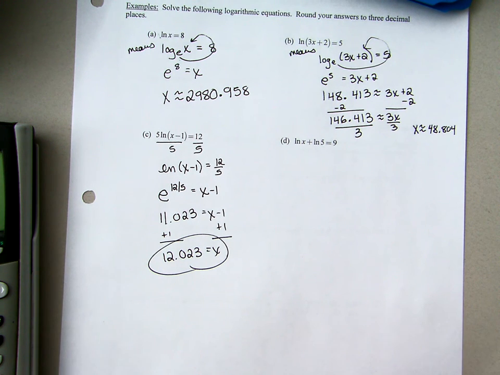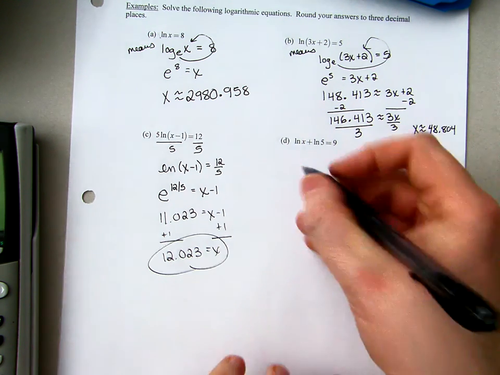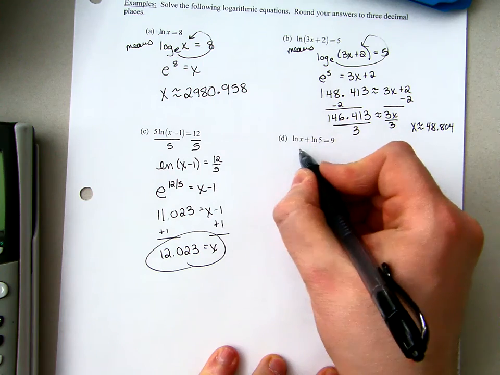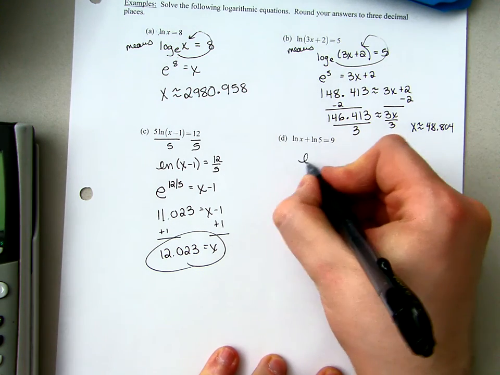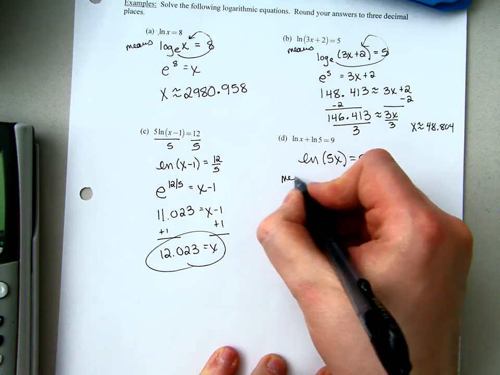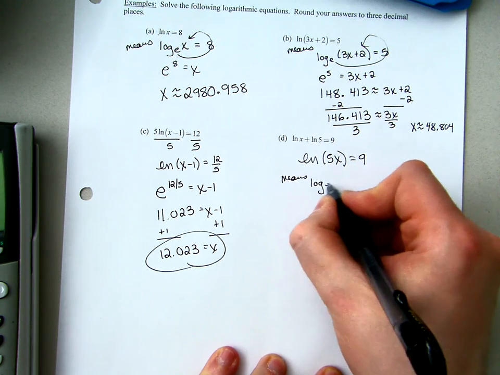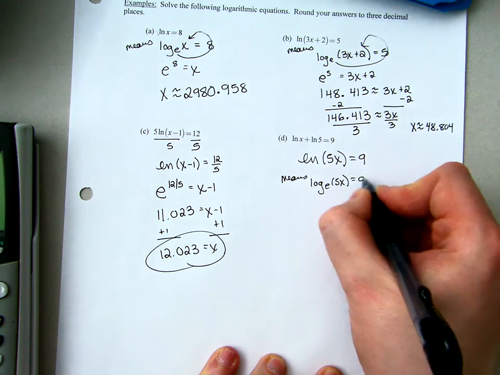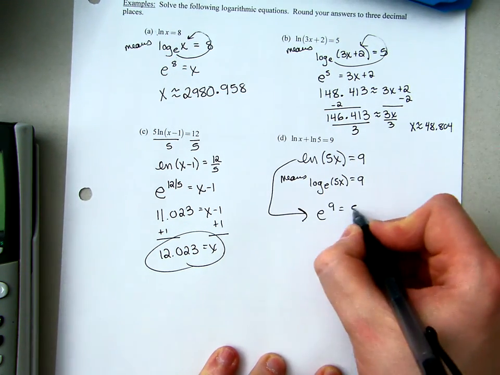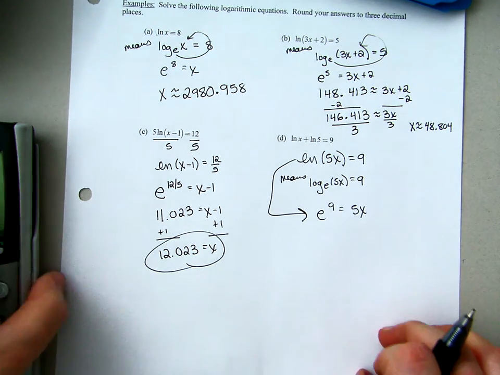Who can raise their hand and tell me the trick in letter D? How do we deal with the two logs? Eva. Multiply. So before we do anything with converting to exponential form, you're going to rewrite this side. Eva, how? Good. Natural log 5x equals 9. If you still need to write that it means log base e of 5x equals 9, fine. Otherwise, I think you should probably be able to go straight to e to the 9th equals 5x. We're going to go to the calculator.